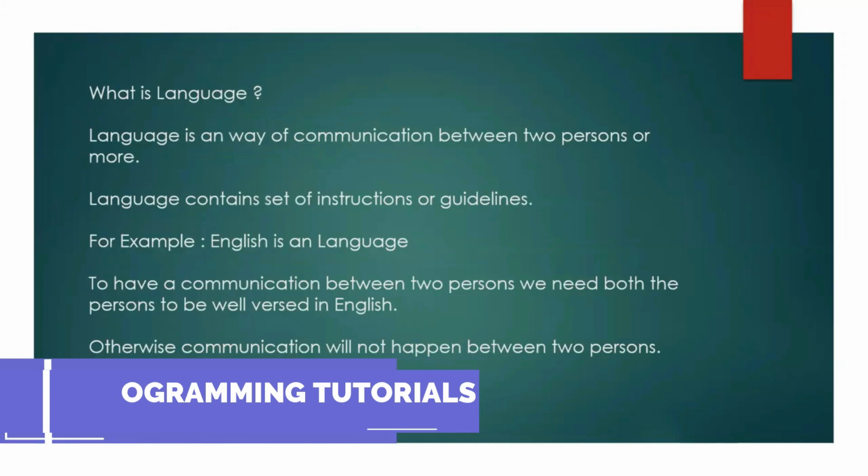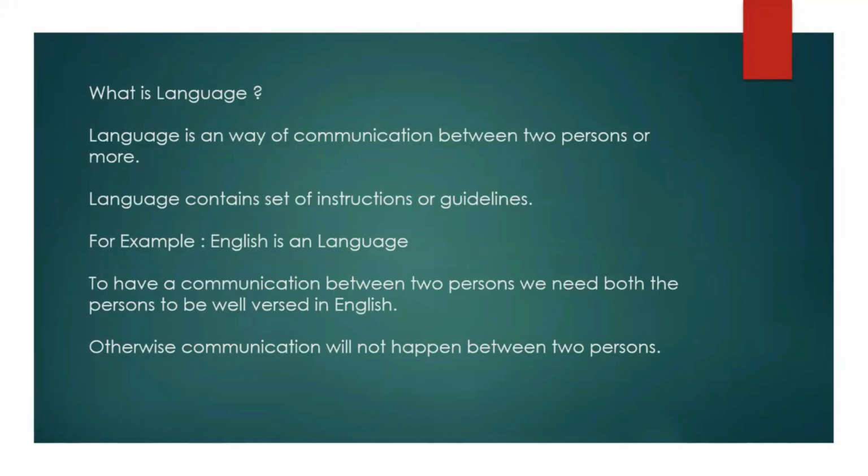Now, before understanding what is a C programming language, let us understand what is language. Language is a way of communication between two or more people. Language contains a set of instructions or guidelines. For example, English is a language. To have communication between two persons, we need both persons to be well versed in English. Otherwise, communication will not happen between the two people.